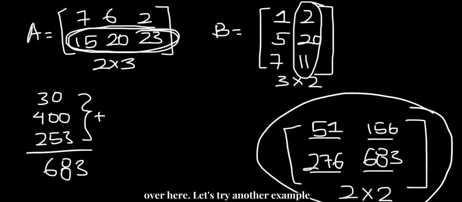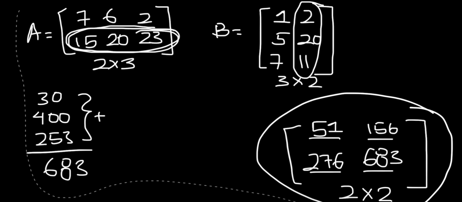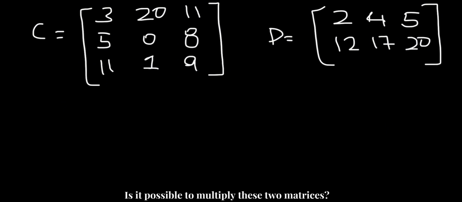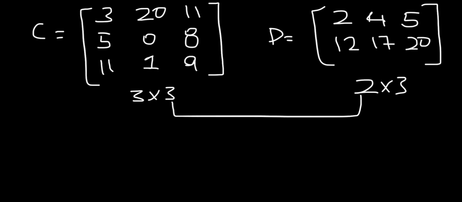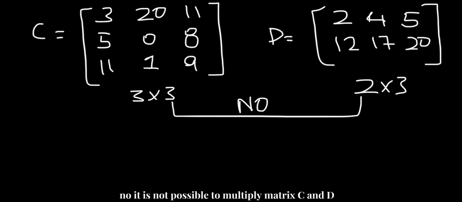Let's try another example. Is it possible to multiply these two matrices? Now, matrix C is a 3 by 3, and matrix D is a 2 by 3. No, it is not possible to multiply matrix C and D because the number of columns of the first does not equal the number of rows of the second.